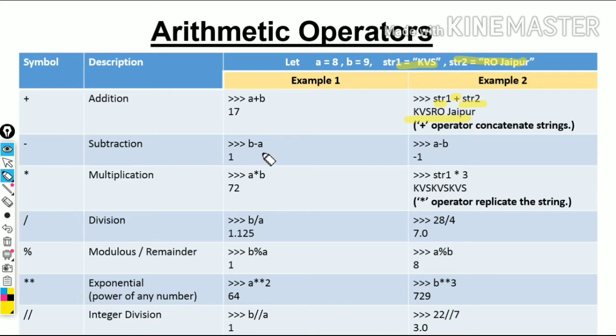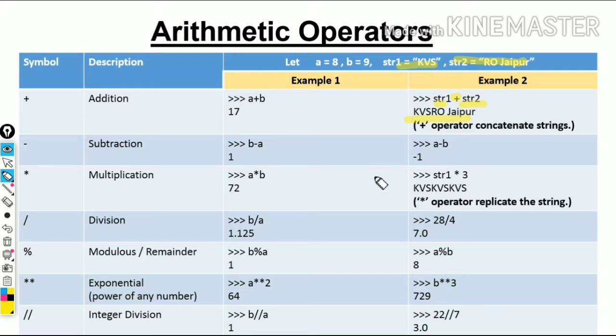Minus operator is used to subtract. b minus a is 1 and a minus b is minus 1. Multiplication is simple multiplication. Here we multiply a and b. 8 multiplied by 9, so the result will be 72.